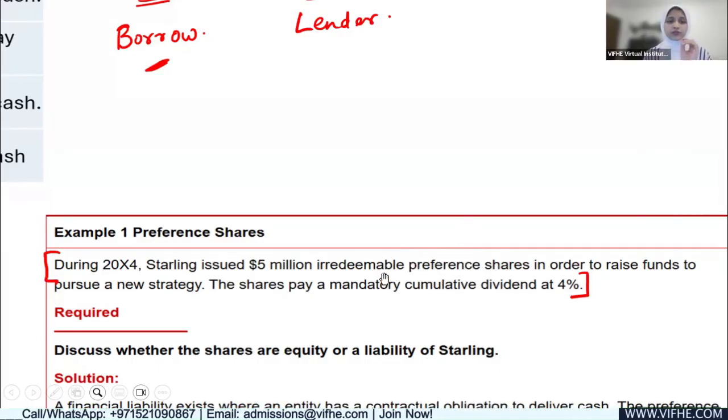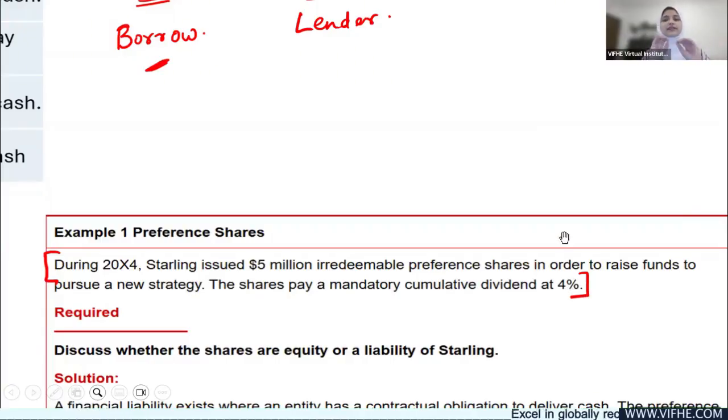So during 20x4, Starling issued 5 million irredeemable preference shares in order to raise funds to pursue a new strategy. The shares pay a mandatory cumulative dividend at 4%. Just these two sentences. Quickly give me in the chat box, is this liability or is this equity? There are terms in this which will clearly tell you which it is.